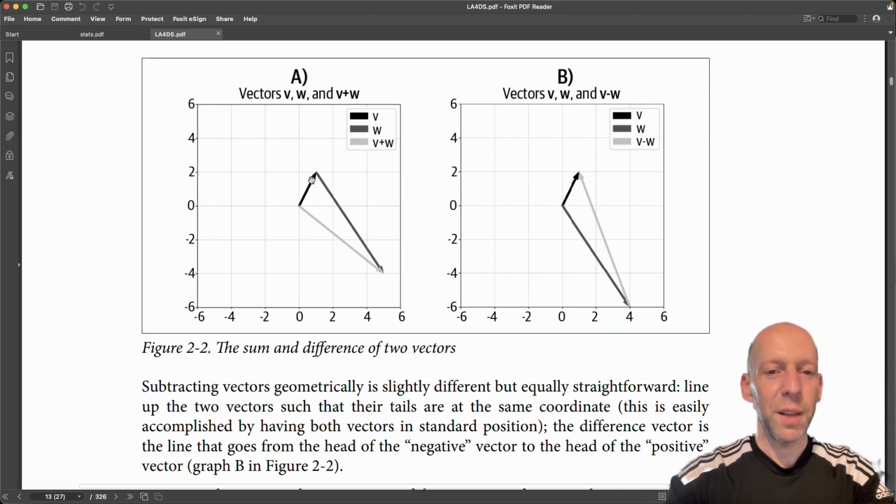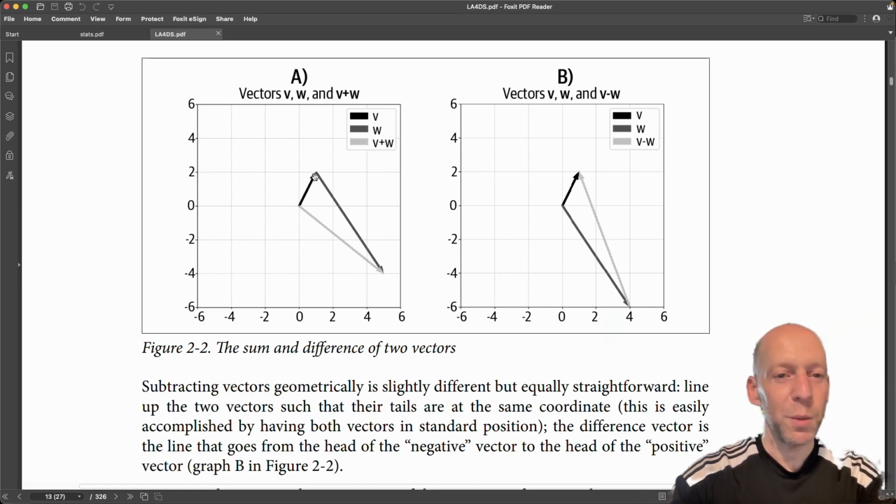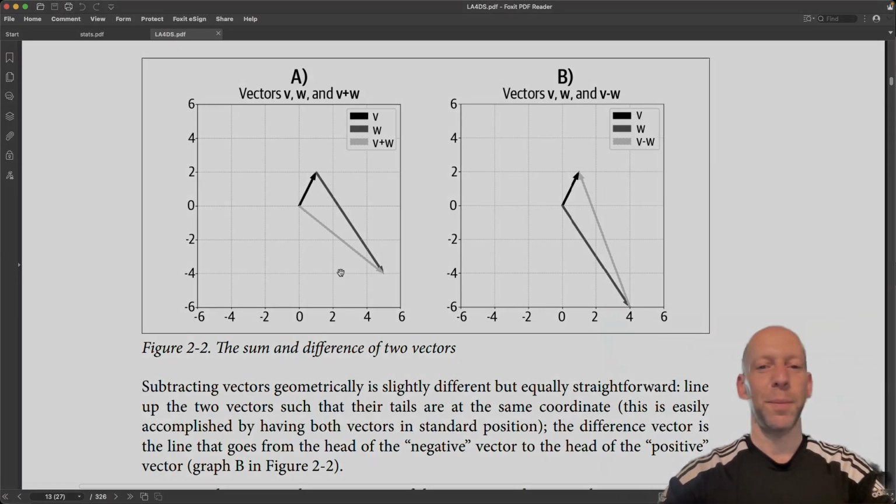You can see the definition of these vectors here. So this one is 1, 2. And then here, we cannot call vector w 5, 2 because it's translated here. So it's actually spanning 4 units on the x-axis, and on the y-axis, it spans, what is this, -6.